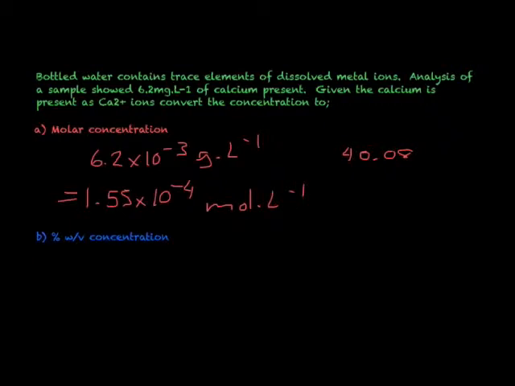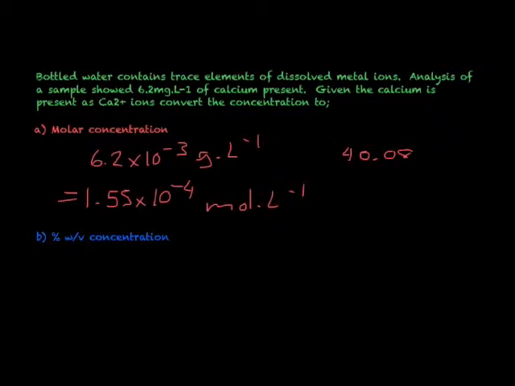So what about percentage weight per volume? Again, we need it in grams per litre, so we've done that calculation up here. When we're talking about percentage, we're talking about out of 100. Litres is out of 1,000, so we need 1 decimal place less, and we do that by dividing.